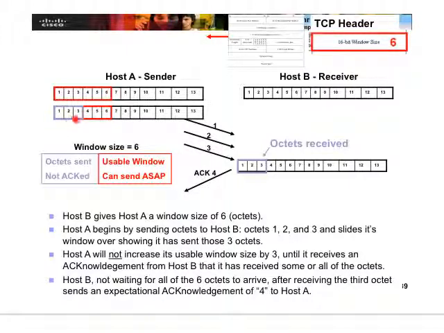Because all the 3 bytes have been received successfully. But if this acknowledgement number was 3, then I will slide only 2 locations and I will begin at 3. If this acknowledgement number is 2, then I will slide only 1 location to start at 2, and so on. Any confusion?